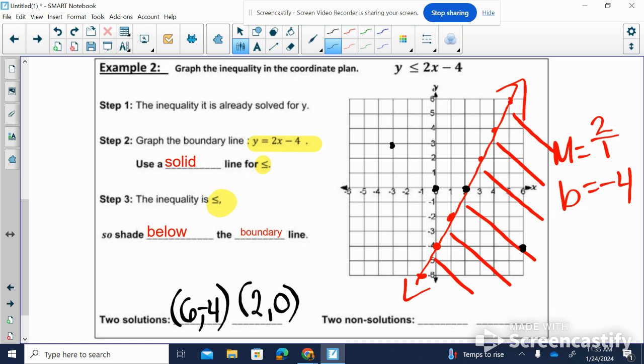Now, the 2 that I chose that are not solutions, well, the origin in this case, (0, 0), is not on the line, is not in the shaded area. So (0, 0) is not a solution to this inequality. And the other one I chose, (-3, 3), that is also not in the shaded region and not on the solid line. So that is also not a solution.